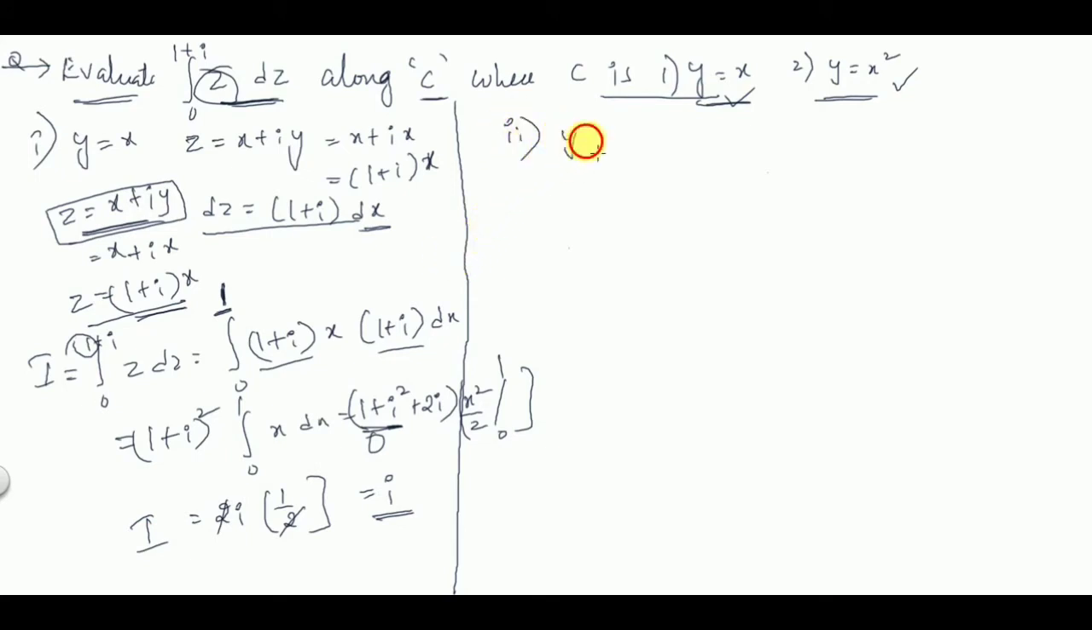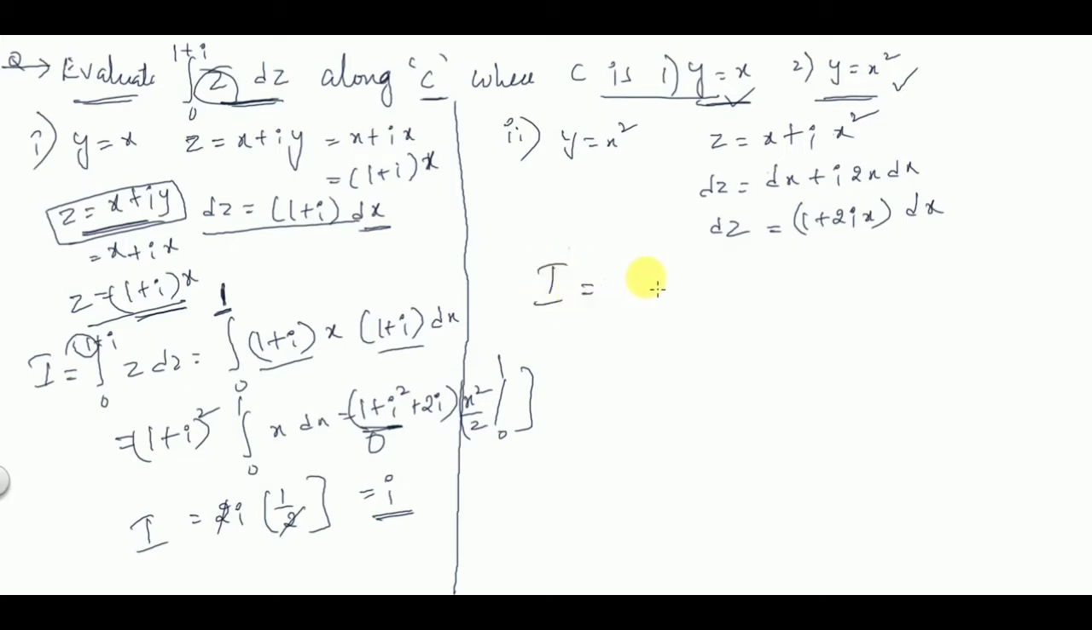Next, see the second one. y is equal to x square. z is equal to x plus iy, and iy is i x square, so z is equal to x plus i x square. Then dz becomes dx plus i into 2x dx, so it will be (1 plus 2ix) dx. This is dz.